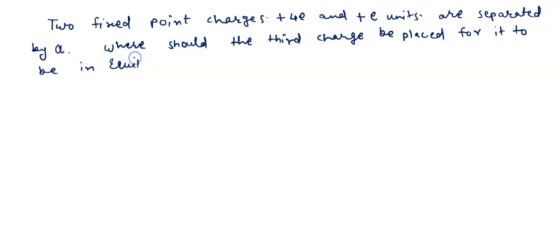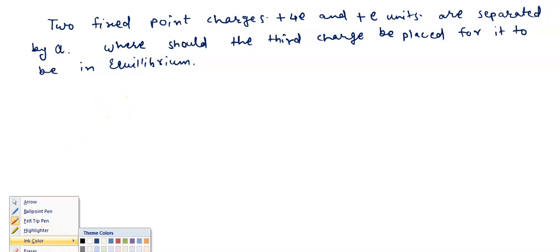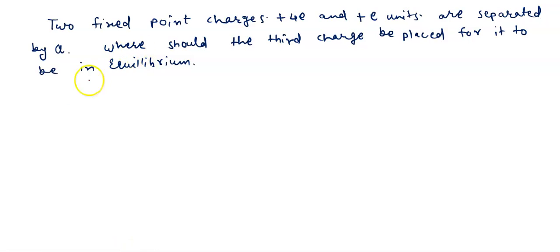For it to be in equilibrium. Okay, so this is the question now. So we have to keep the third charge. Of course, this third charge is not mentioned, so we have to assume something. Let it be Q or something, and then you have to actually find out.